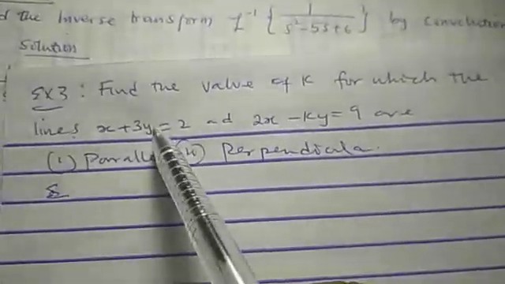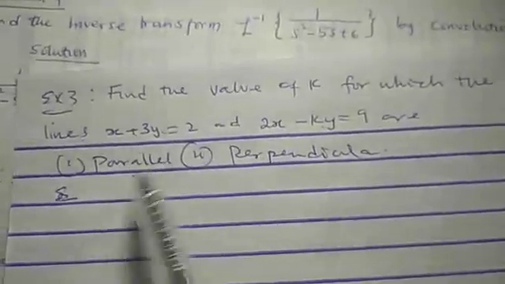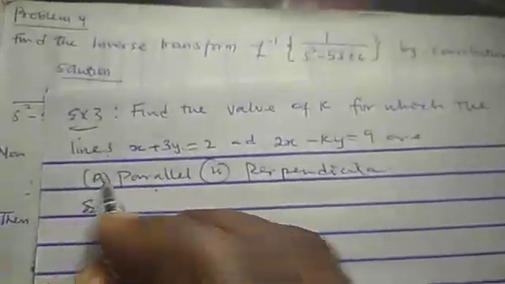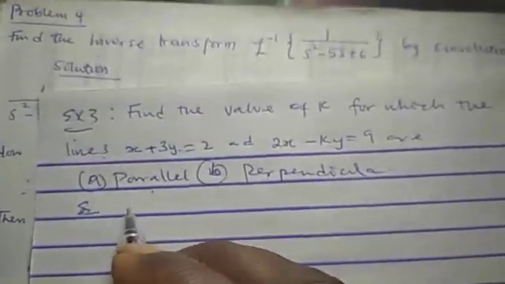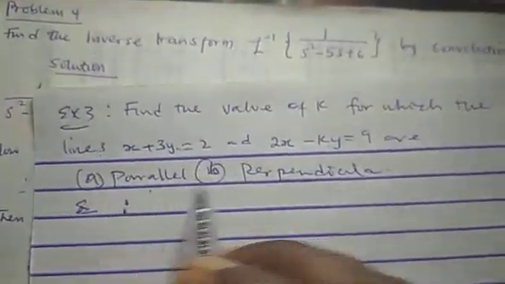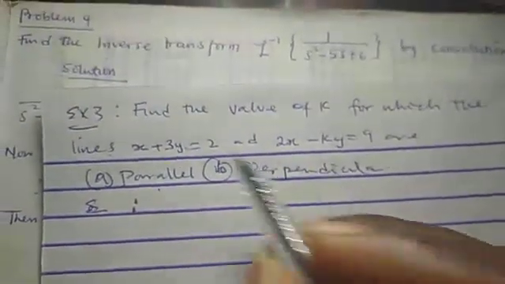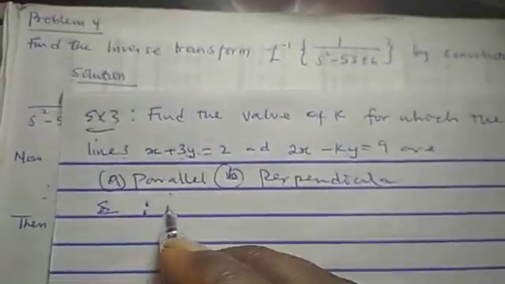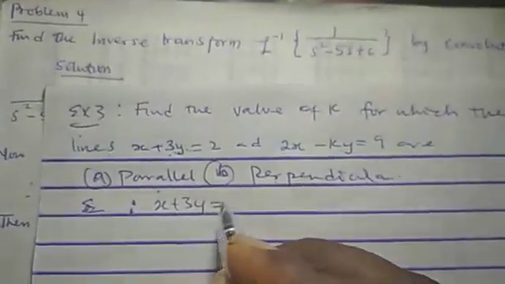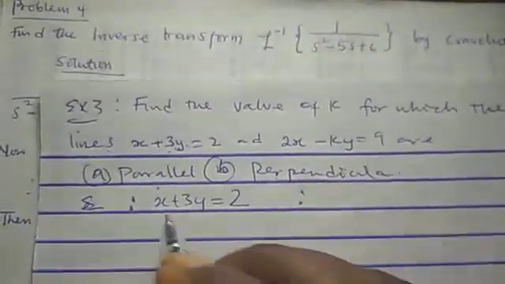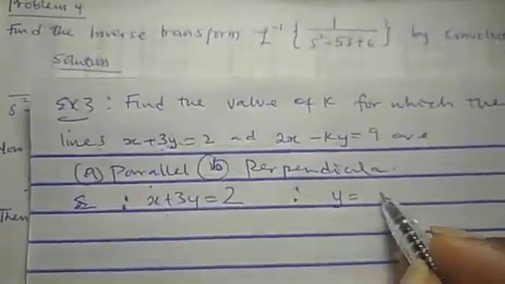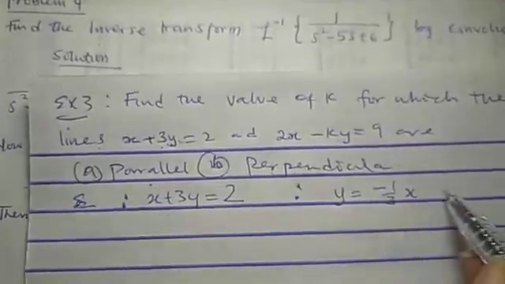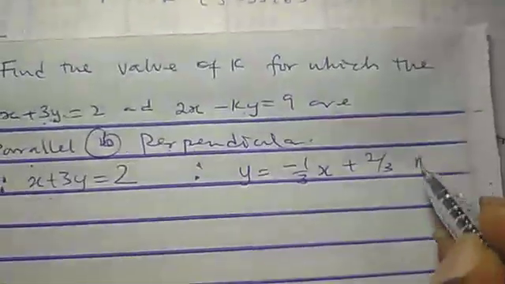Another example, find the value of k for which this line and this line are parallel and perpendicular. Let's say A parallel, B perpendicular. Whenever we are talking about parallel and perpendicular, I've explained in the last video, we need the gradient. So let us first find the gradient of this one. For x plus 3y is equal to 2, if you make y the subject, y will become minus 1 over 3x plus 2 over 3. In that case, our gradient is minus 1 over 3 here.